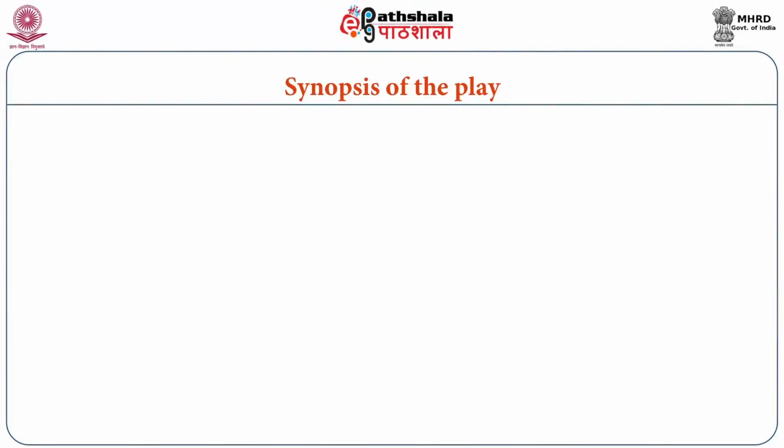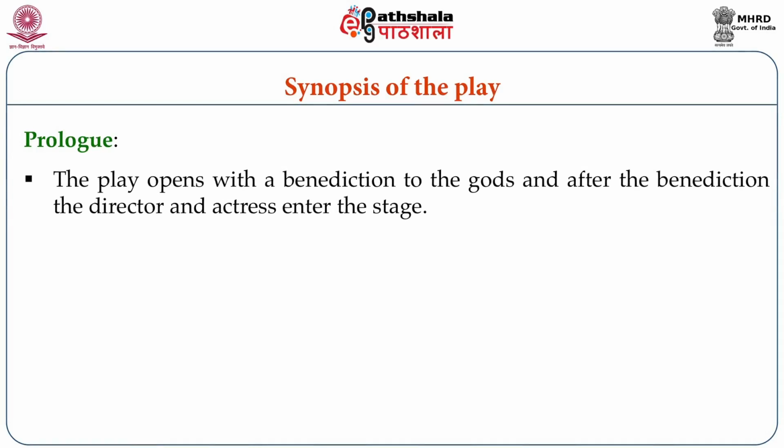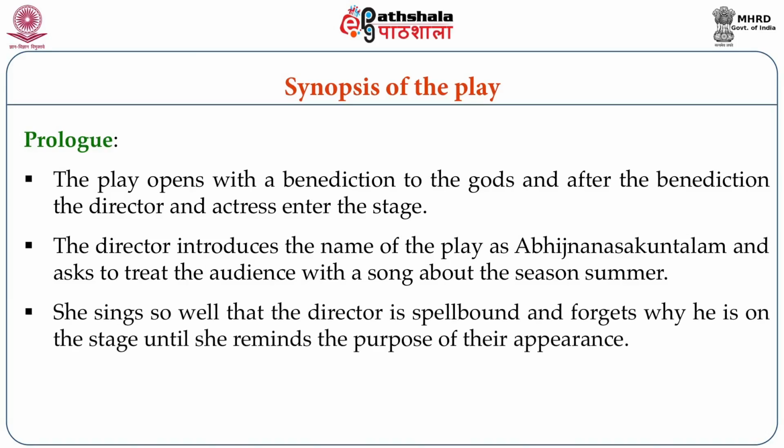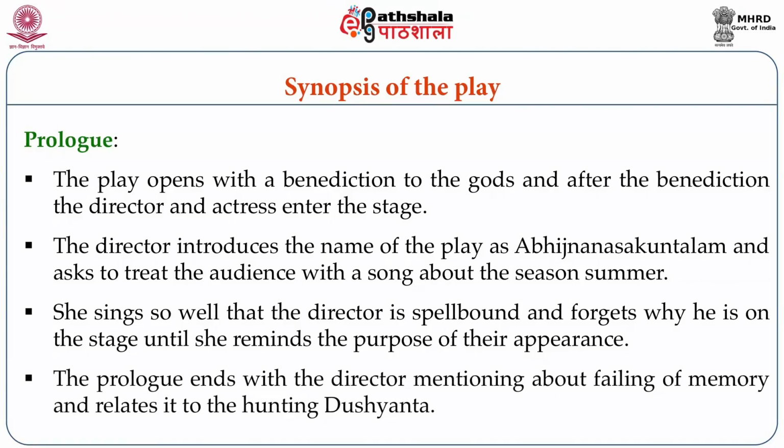Now let us talk about the synopsis of the play. Let us summarize the theme and story of the play. First is the prologue. The play opens with a benediction to the gods, and after the benediction, the director and actress enter the stage. The director introduces the name of the play as Abhignana Shakuntalam and asks to treat the audience with a song about the season of summer. She sings so well that the director is spellbound and forgets why he is on the stage until she reminds him of the purpose of their appearance. The prologue ends with the director mentioning the falling of memory and relating it to the hunting Dushwanta.